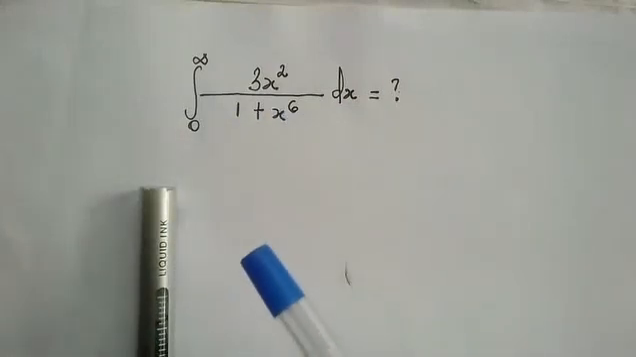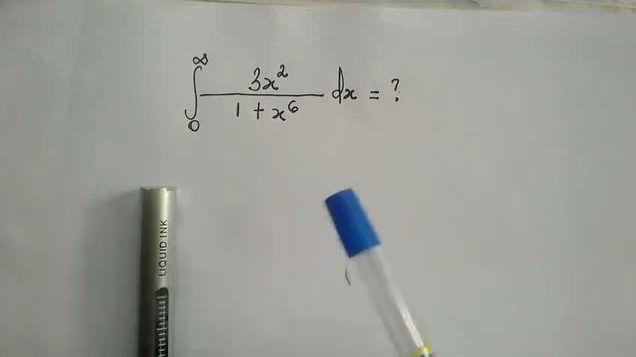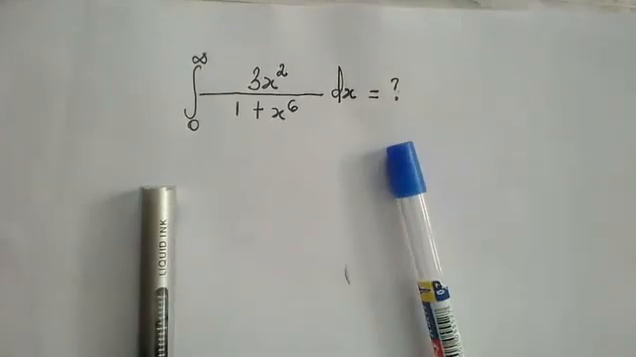Okay, the question here is, how do we solve this problem? How can we solve this problem? Should we decompose the denominator into a sum of partial fractions after the denominator has been factorized completely? That would be a long process.